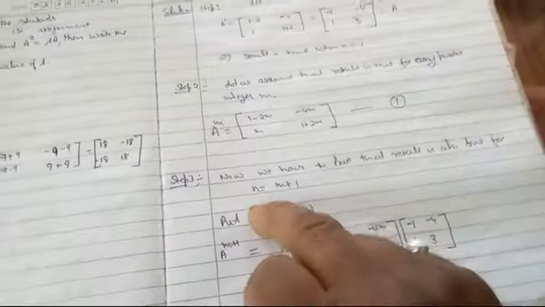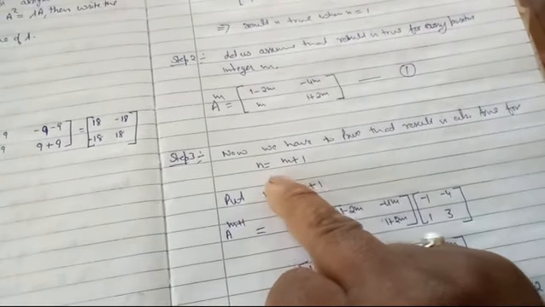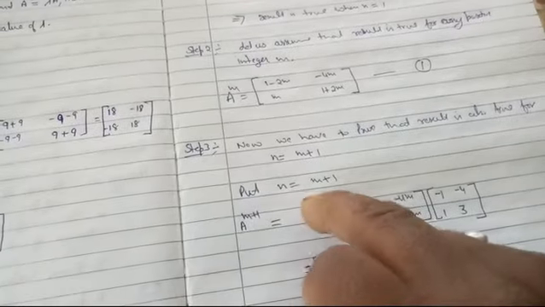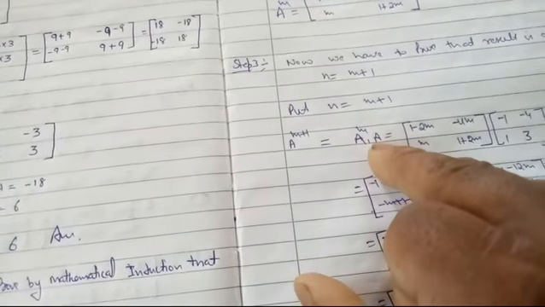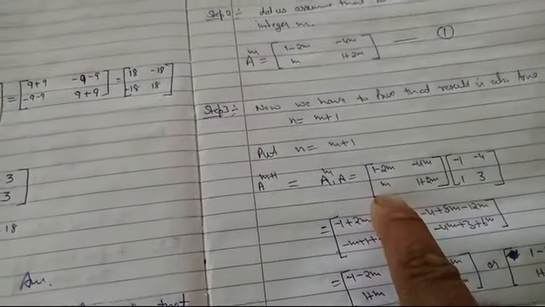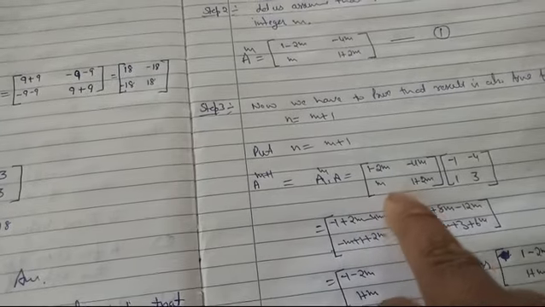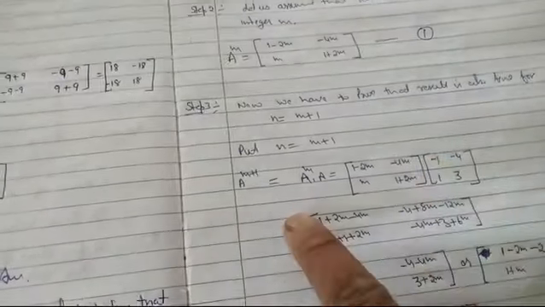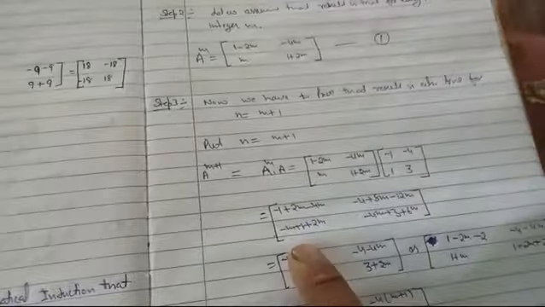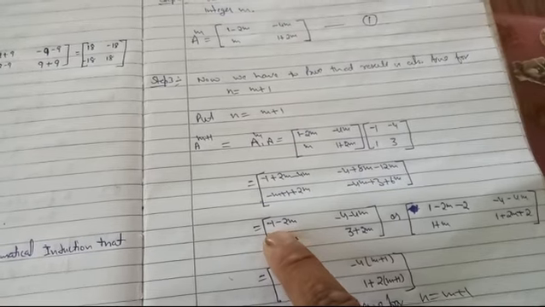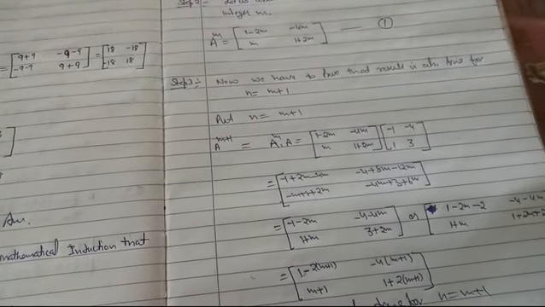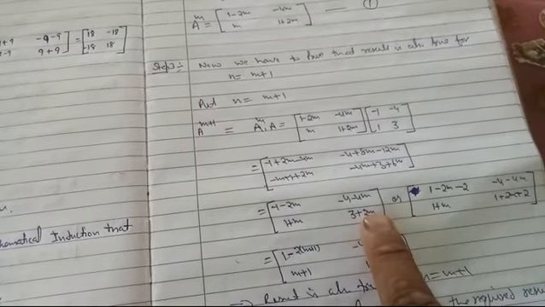Now step number 3, we have to prove that the result is also true for n is equal to m plus 1. So we put n is equal to m plus 1. On the left side, A^(m+1) means A^m into A. The value of A^m we take from here: 1 minus 2m, minus 4m, m, 1 plus 2m, into A. A is the value which is given in the question. After the multiplication, we got these values: minus 1 minus 2m, minus 4 minus 4m, 1 plus m, 3 plus 2m.